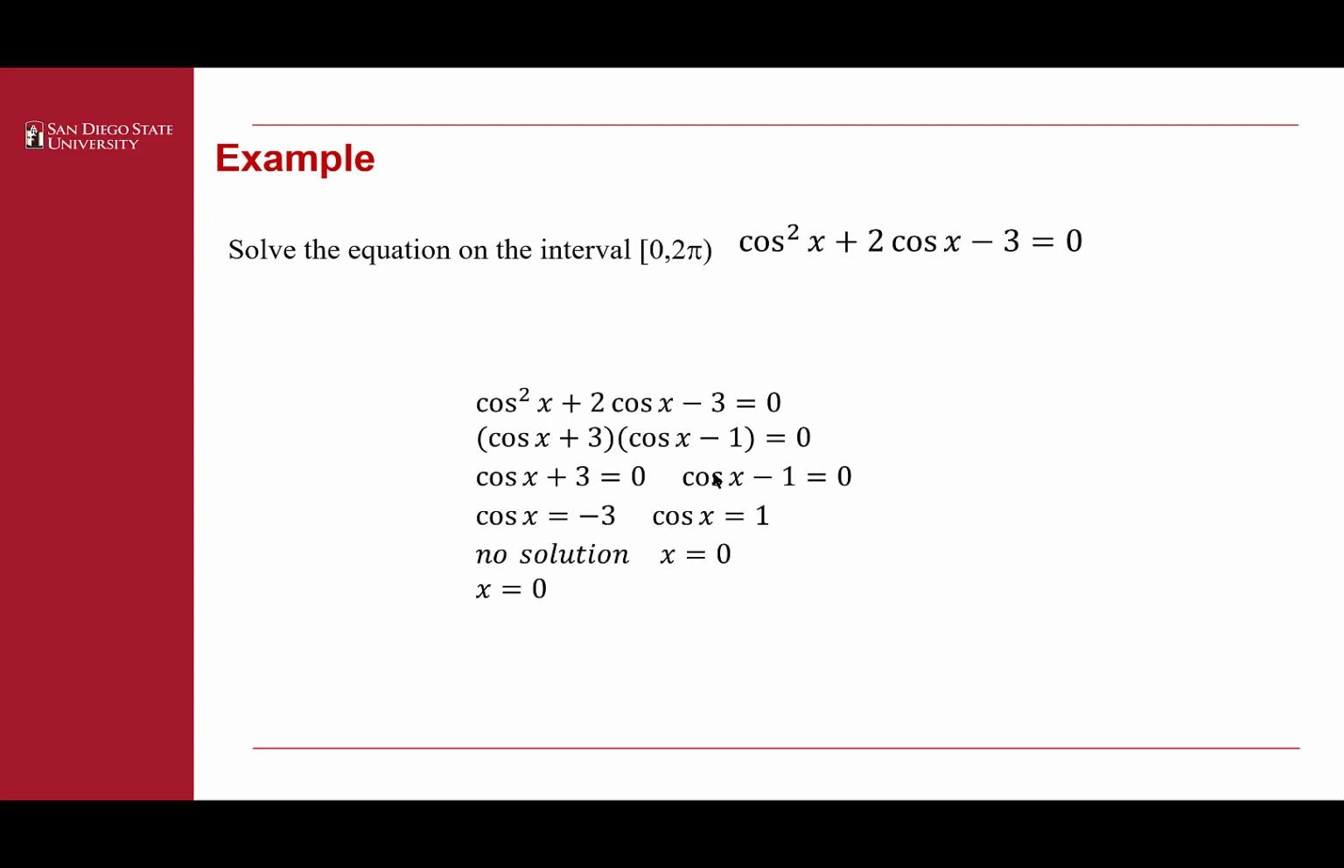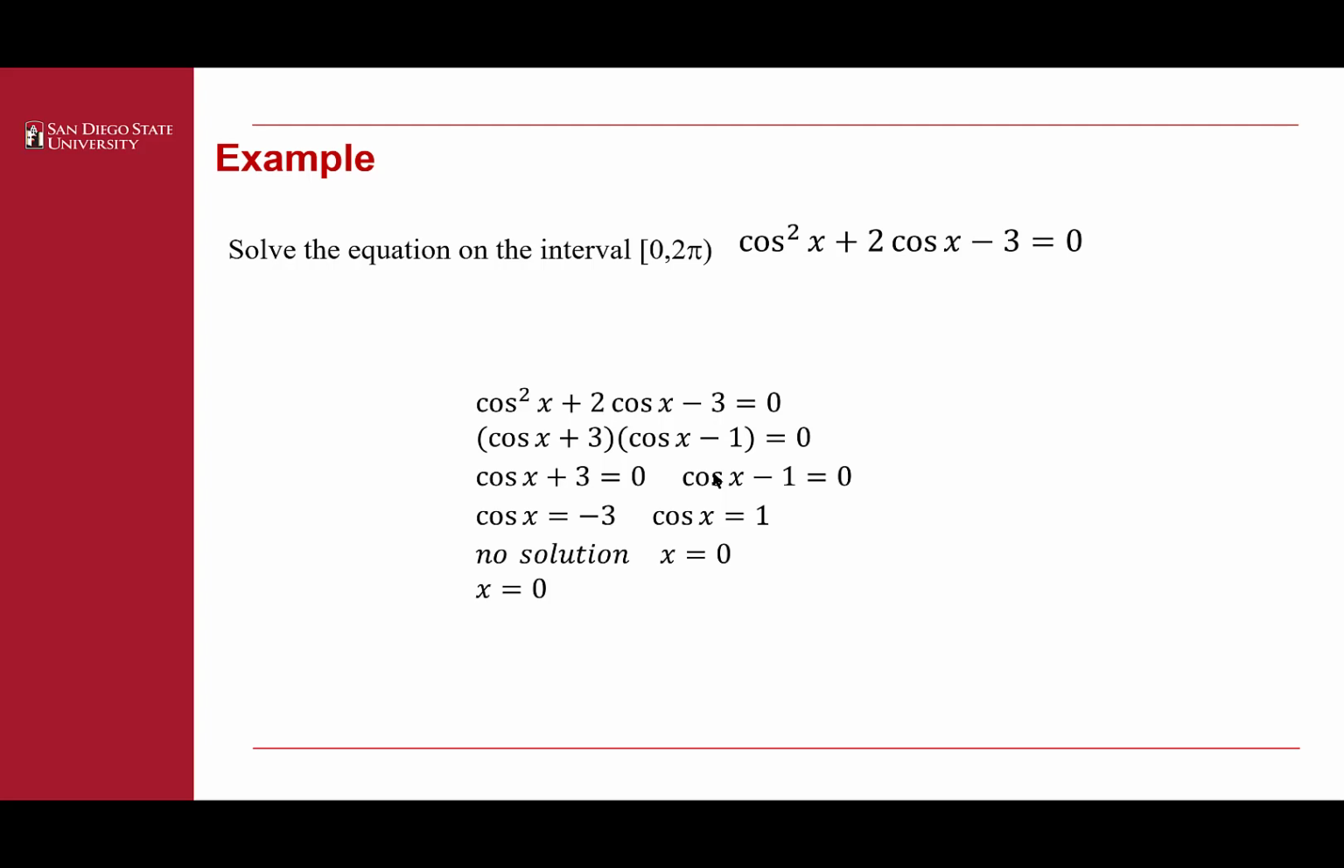In this example, again we have the same interval from 0 up to 2 pi for the angle x. Cosinus square x plus 2 times cosinus x minus 3 equals 0. Here again we have a quadratic form for the trigonometric function, and if you feel more comfortable, you can change cosinus x to t and continue factoring with t, and then replace t with cosinus x again at the end. But of course that's not necessary.